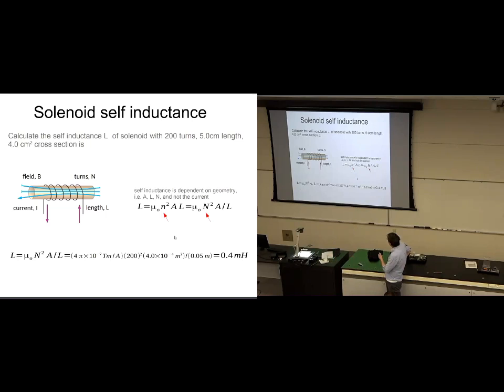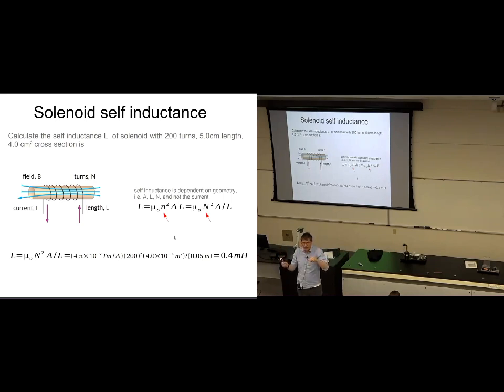In this particular problem, I've told you that we've got a solenoid, so that's telling you the geometry. It's this coil of closely packed loops of wire. It has 200 turns total. It has 5 centimeters length. It has 4 square centimeters of cross section. So I've told you those pieces of information. I've told you the number of turns, so that's an uppercase N. N uppercase is the number of turns.